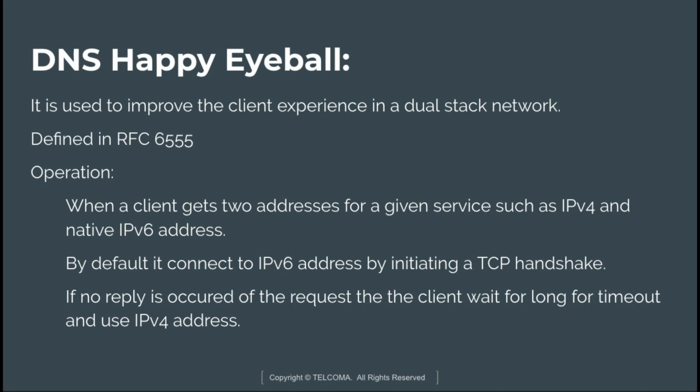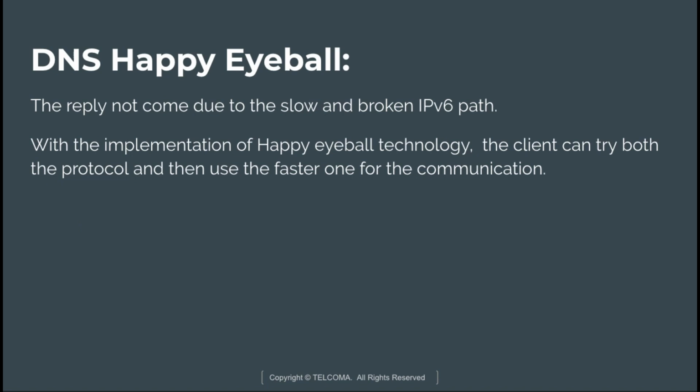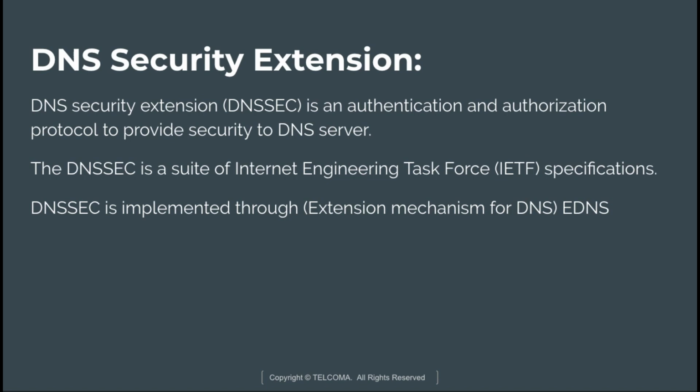If no reply occurs to the request, the client waits for a long time, and when it times out, the client uses the IPv4 address. The lack of reply comes due to a slow or broken IPv6 path. Then with the implementation of Happy Eyeballs technology, the client can try both protocols and then use the faster one for the communication. The next part is DNS security extensions.